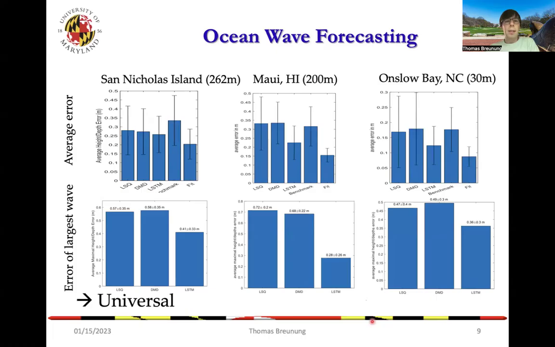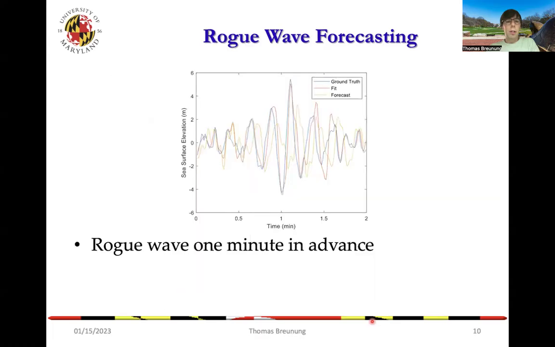Just to connect back to the beginning, if you wonder about rogue wave forecasting, here is a forecast of a rogue wave. In blue is the ground truth, red is the fit, and yellow is the forecast. We have forecasted the rogue wave 1 minute in advance, while the full extent of the rogue wave is clearly underpredicted by the data-driven forecasting machinery. We can see that we correctly predicted a rise and a decay in the envelope for this rogue wave.